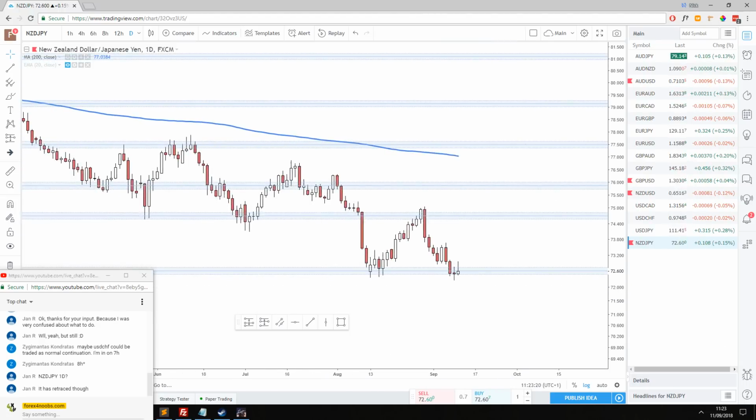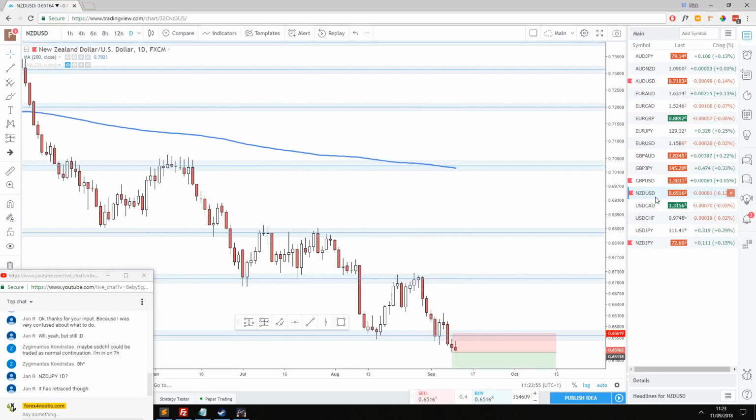Retraces are fine. That's not a problem. Yeah, I'm not going to enter this, but it is a valid setup, so you can enter it if you want. I just don't like the pair. Recently, I've been preferring to stick to the majors more than the cross pairs, but when I do trade cross pairs, it's usually the more normal cross pairs. This is a very, very unpredictable and weird cross pair.